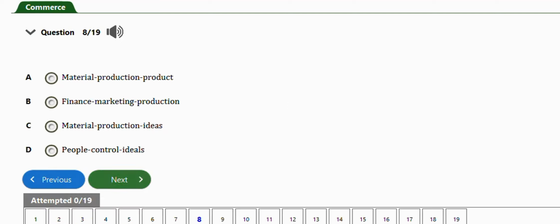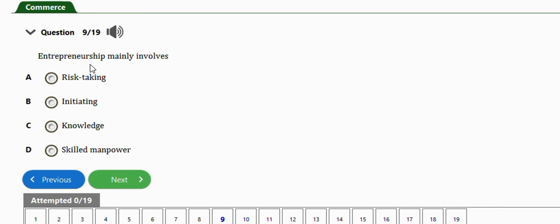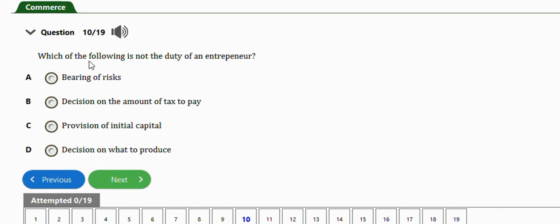Next question is this one. It says entrepreneurship mainly involves risk taking, of course, option A. Okay, next question. Which of the following is not the duty of an entrepreneur? Bearing of risk, decision on the amount of tax to pay, provision of initial capital, decision on what to produce. The right answer is option B. So this is an exception: decision on the amount of tax to pay.